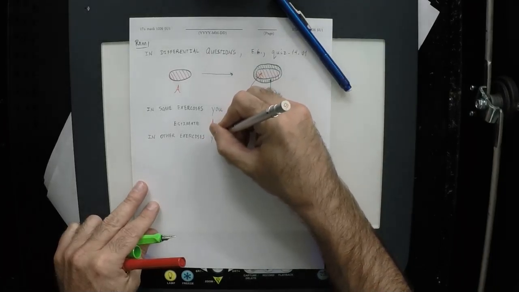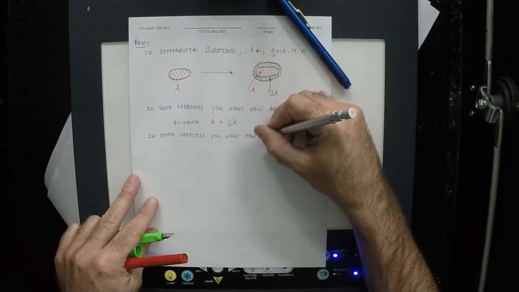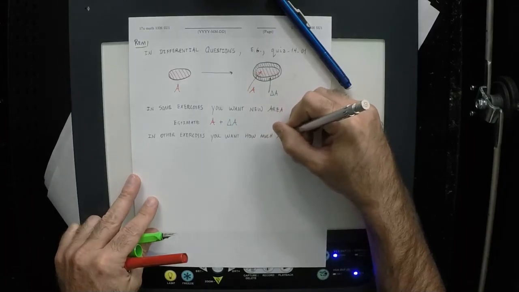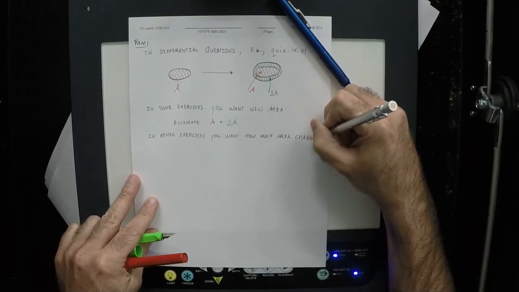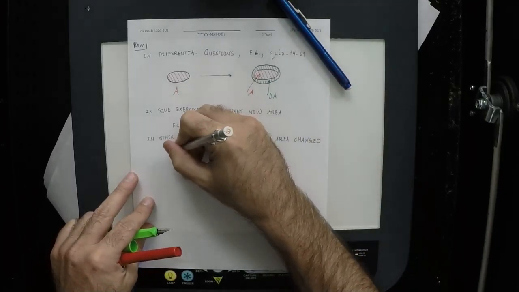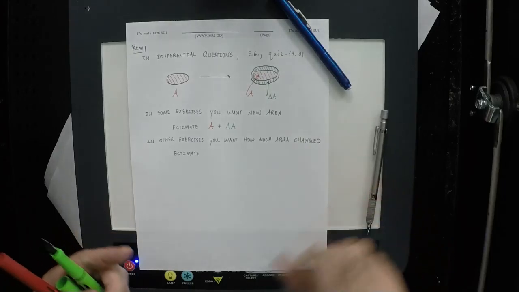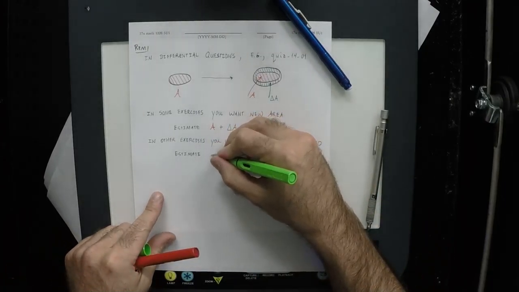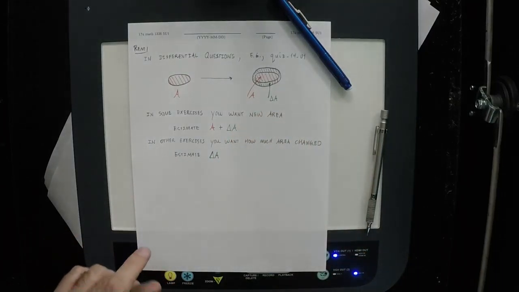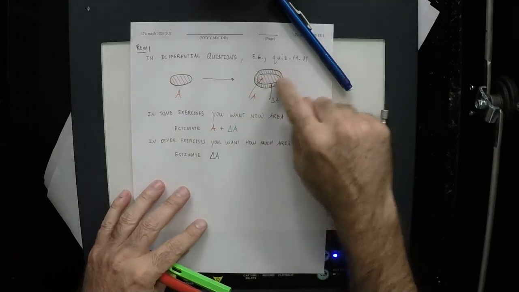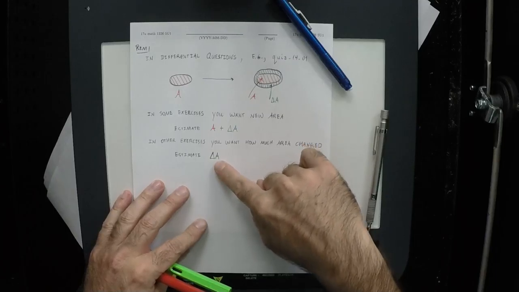In other exercises, you want how much the area has changed. In that case, what are you trying to estimate? Just delta A. So it's just delta A. Which is to say, this one in the picture is like saying you want to know how much red and also how much green there is. This one is saying you just want to know how much green there is.